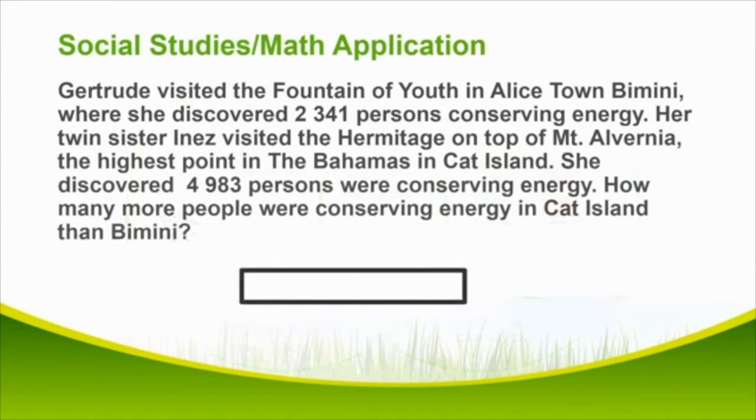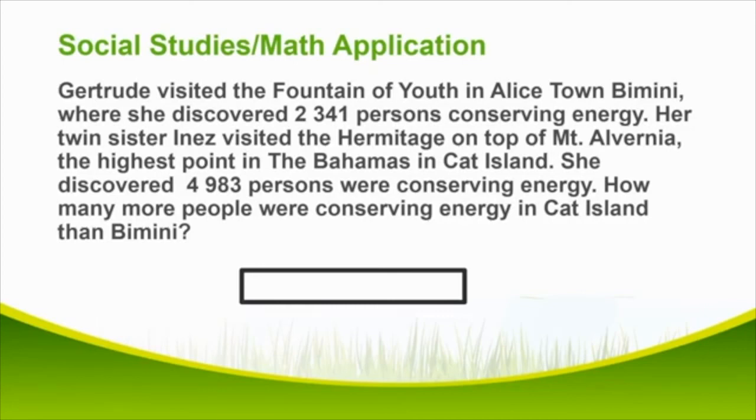Social Studies and Mathematics application. We are going to solve a conservation of energy word problem. Let us read together. Gertrude visited the Fountain of Youth in Allenstown, Bimini, where she discovered 2,341 persons conserving energy. Her twin sister Inez visited the Hermitage on top of Mount Alvernia, the highest point in the Bahamas in Cat Island.